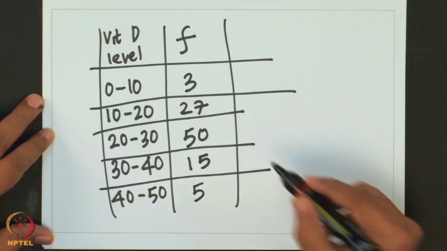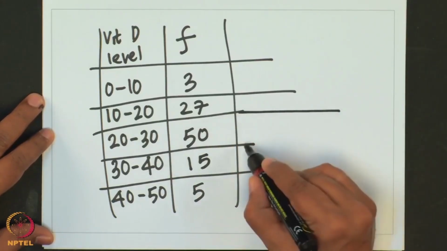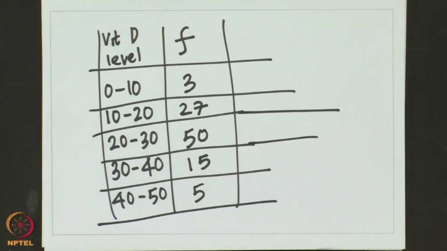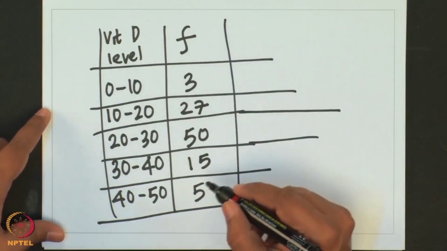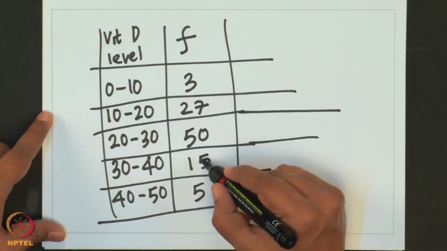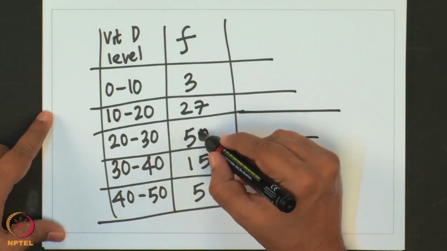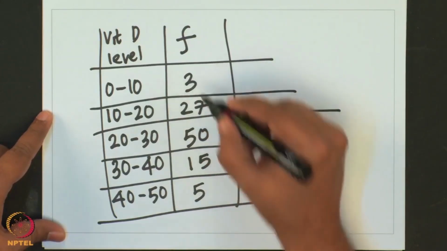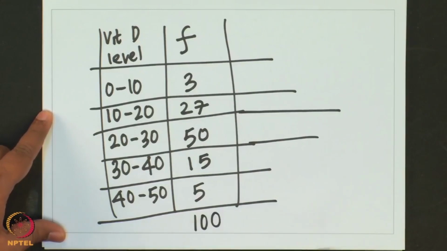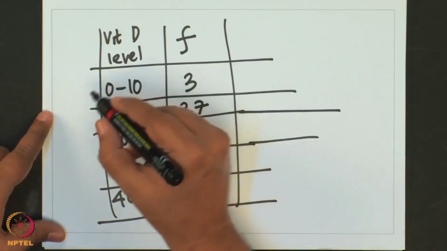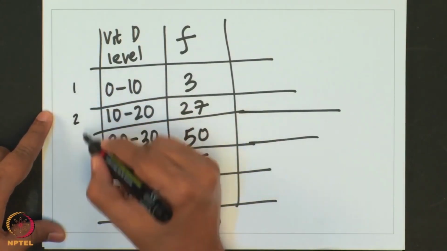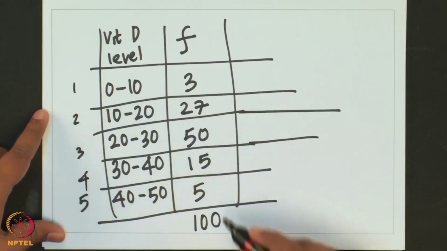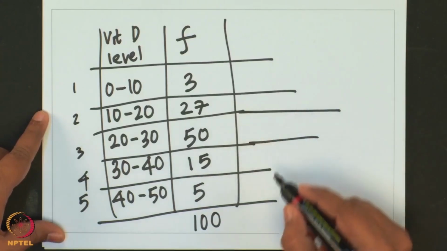So, let us say this is a measurement that we got from a survey from a population. The sum of this: 5 plus 15 is 20, plus 50 is 70, plus 3 is 73, 70 plus 27 is 97. So, this is 100, and there are 1, 2, 3, 4, 5 ranges we have, and we have 100 people. So, we are doing an experiment on 100 people.